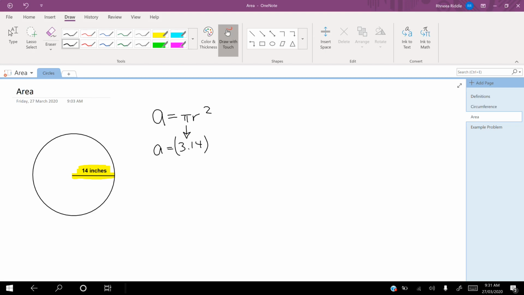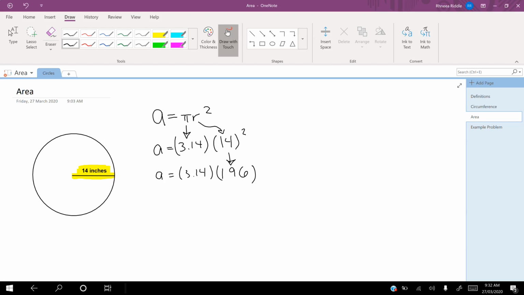And our radius is 14 inches. And we're going to square that 14. We're only squaring the 14, so that has to be our first step. So when you square 14, you get 196. So we're going to bring down that 3.14 again, and we're going to multiply that by the 196.